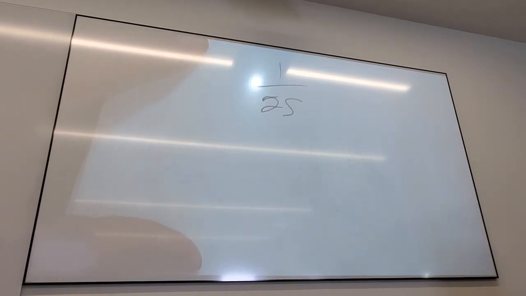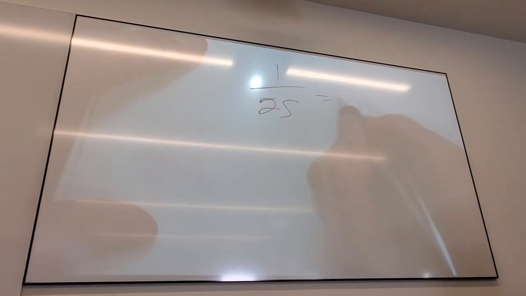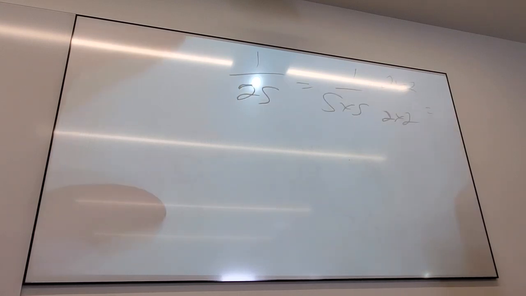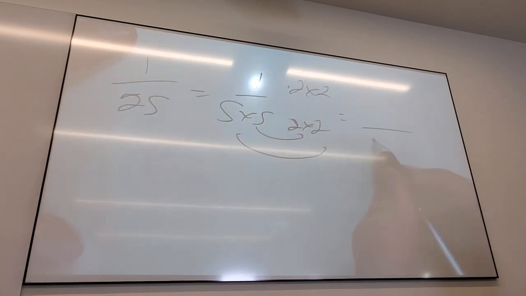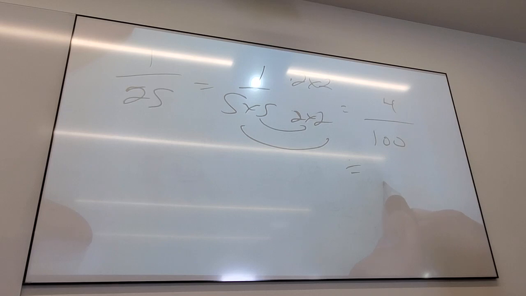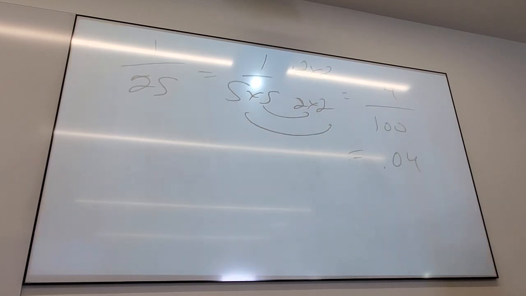So what about this? What do you got, Jeff? 1 over 25. Well, yeah, because what's the only thing 25 is made of? 5's. It's got no other numbers. Yes, exactly. So I could do 1 over 5 times 5, and if I multiply it by 2 times 2, I'll make this 10 times 10. That's 100, and what's on the top? 4, so that'll be, what is a decimal? 4 hundredths, 0.04. Sweet.